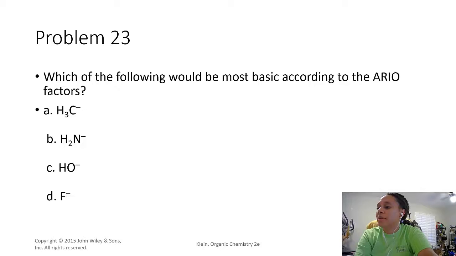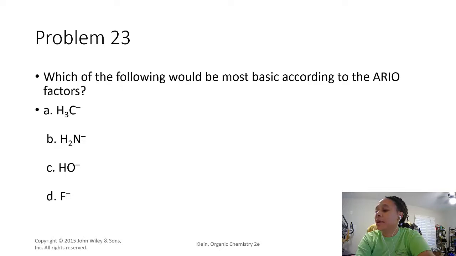So carbon, nitrogen, oxygen, fluorine, which one of these with a negative charge does not like to have the negative charge? If we go by what's on the periodic table, if you remember, carbon is the least electronegative. So going across the periodic table, it will not want to be carbon minus, and so A is going to be the most basic of all of these.